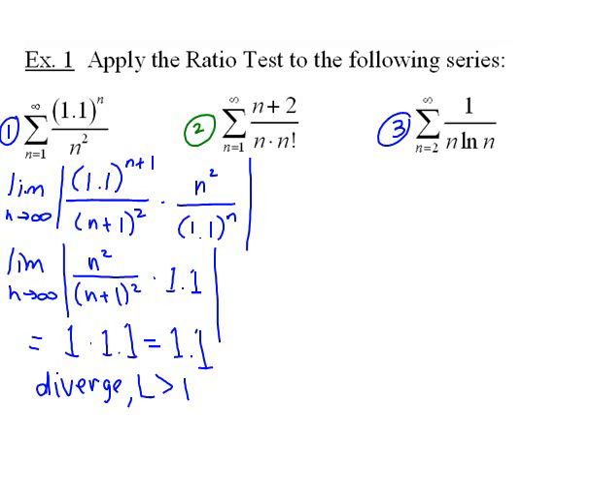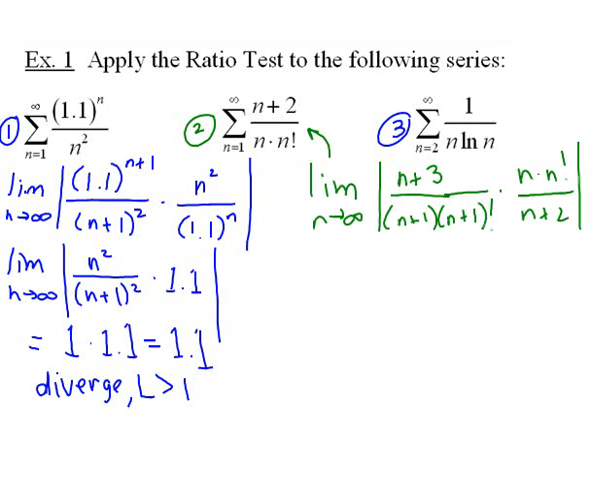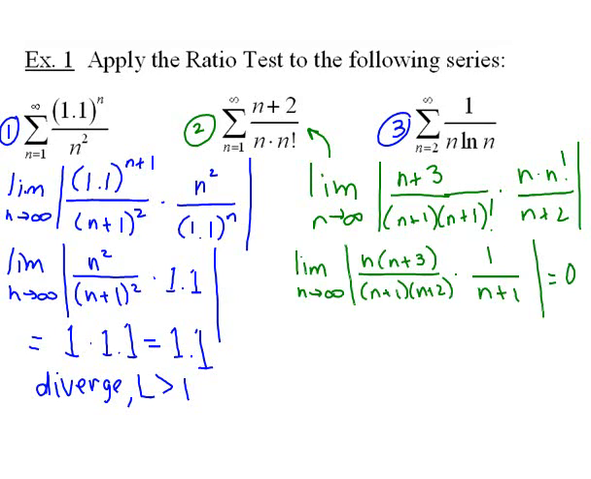Now on to the second series of the example. Here's the limit of the ratio between terms. N factorial over n plus 1 factorial reduces to 1 over n plus 1, and I've gathered the rest of the fraction on the left there. The denominator has a larger degree, so this limit will go to 0, which is less than 1, so the series is absolutely convergent and thus converges.